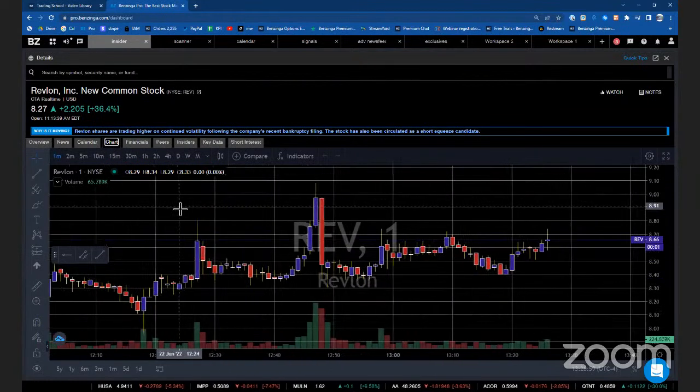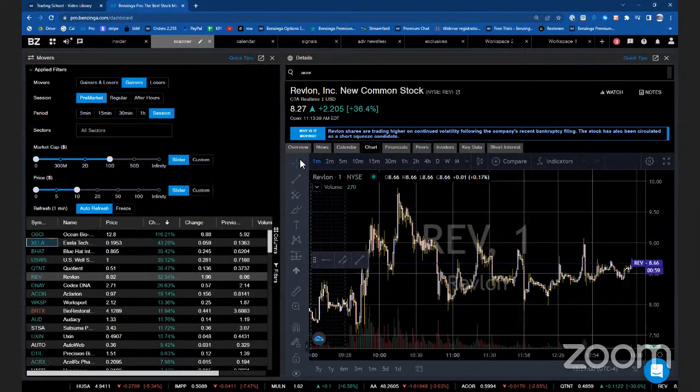So yeah, that's just a quick example of how you can use Pro. Let me show you how you can use the scanner on this. One second.